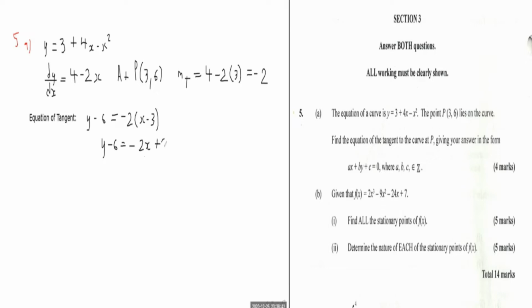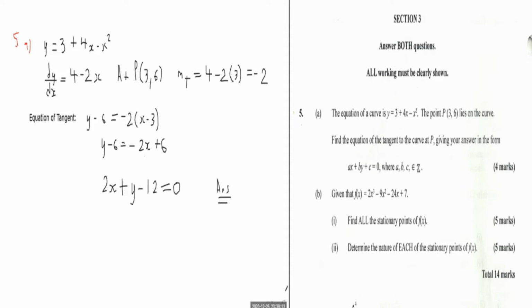And then we're going to bring the 2x over here to get 2x plus y. And then we subtract 12 from both sides to get 2x plus y minus 12 is equal to 0. Nice and easy. And that's the answer. That's the equation of the tangent. Nice.